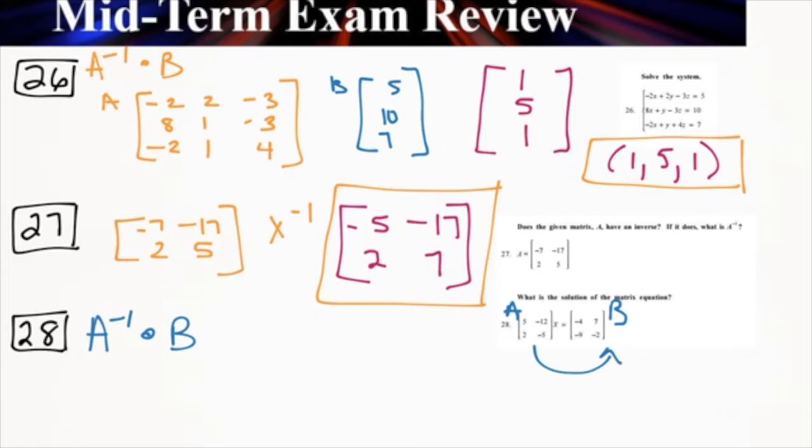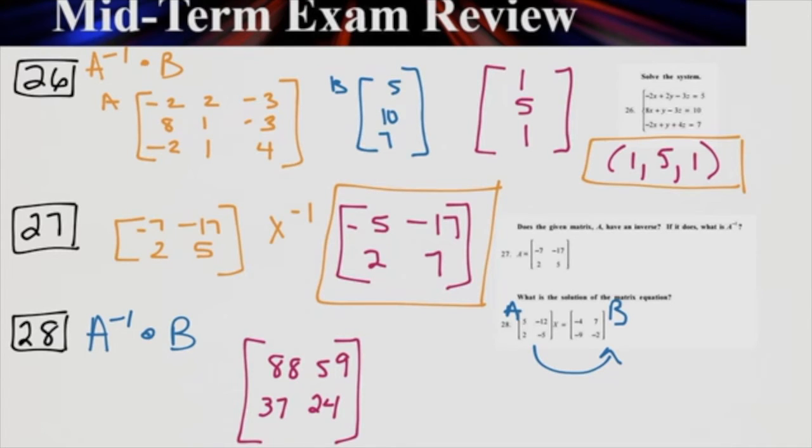Okay, so I'm going to put that in my calculator, and the answer is, okay, so we've got 88, 59, 37, and 24, and that's our final answer. All right, next problem.